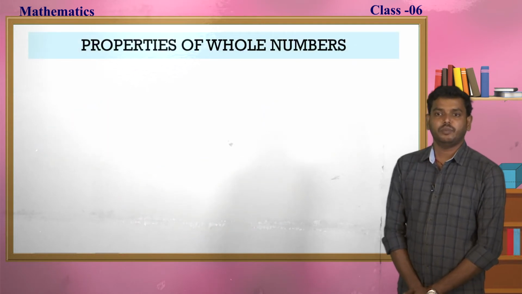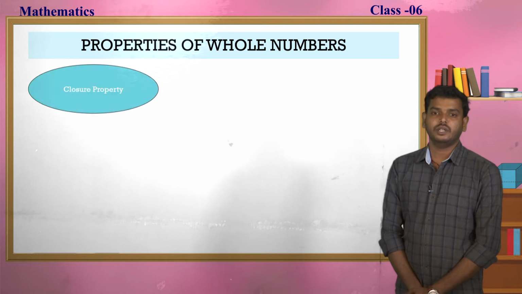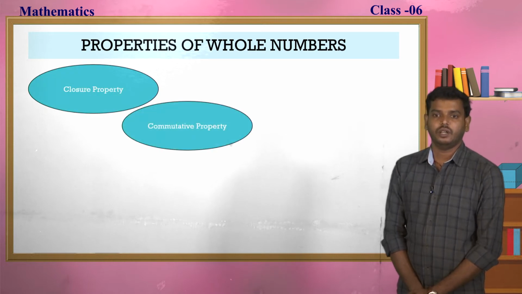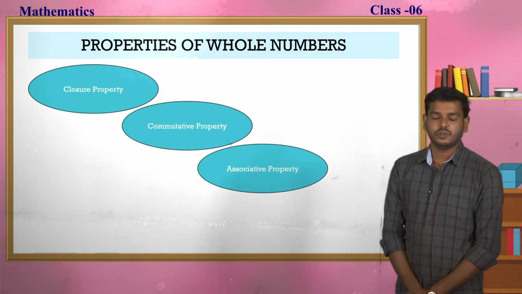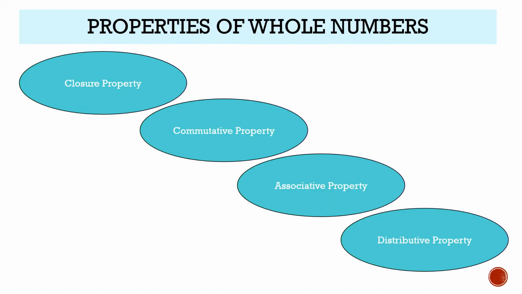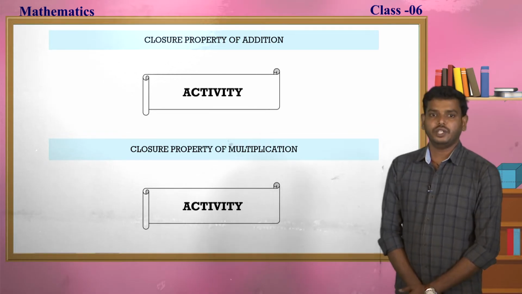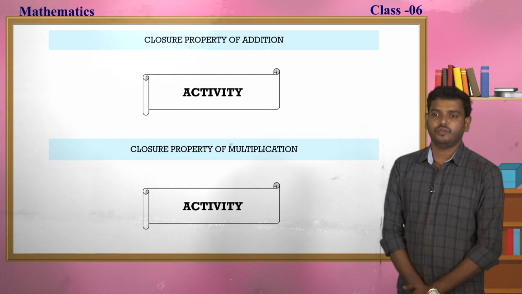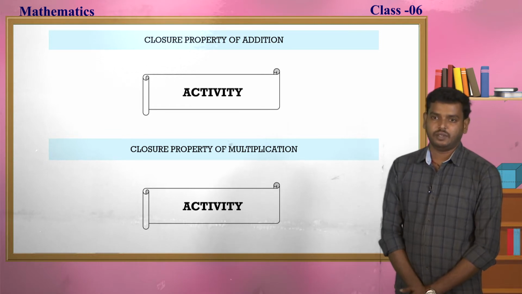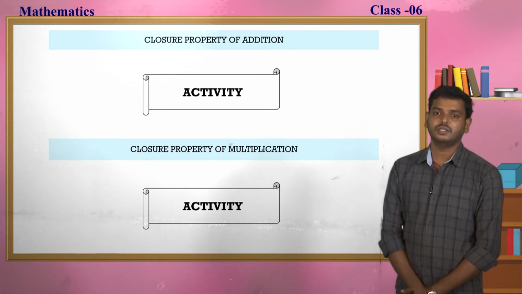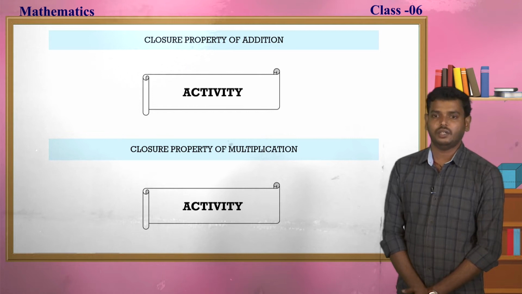While coming to the properties of whole numbers, we need to learn closure property, commutative property, associative property and also distributive property. First, let us go for closure property. Closure property of addition, closure property of multiplication. Children, to study about this closure property, we will move to an activity. Come, let us move to learn closure property of addition and closure property of multiplication.